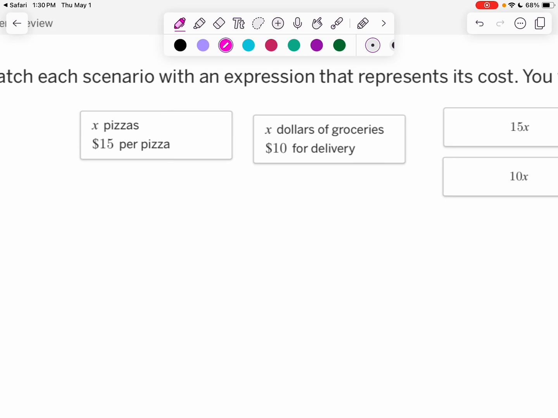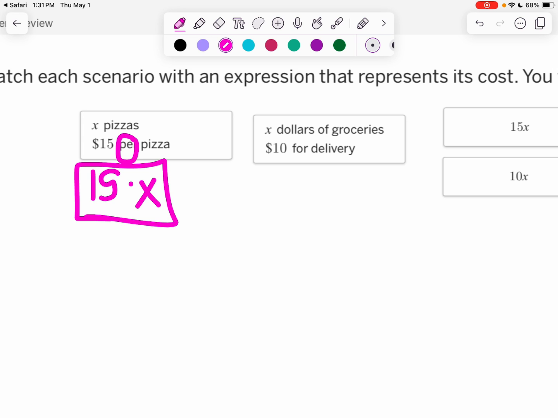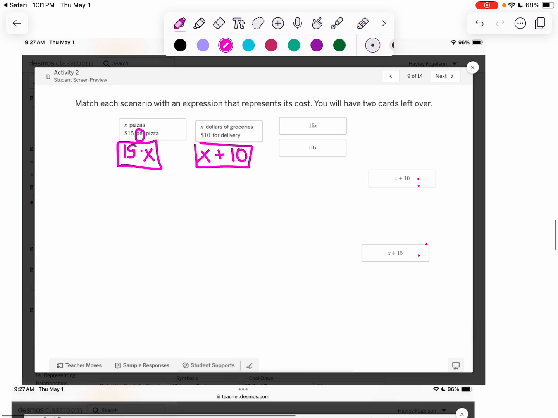Well, if we look at our pizzas, I see the word per. So that tells me I'm multiplying. And it's $15 per pizza, and we don't know how many pizzas. So this would be our expression. Okay, then for our second one, it says X dollars of groceries and a $10 delivery fee. So for this one, it doesn't say the word per, so we're not multiplying. So we're buying our groceries, plus we're paying $10 for delivery. So this would be our answer. And that is right here. So then those other 2 can be left out.